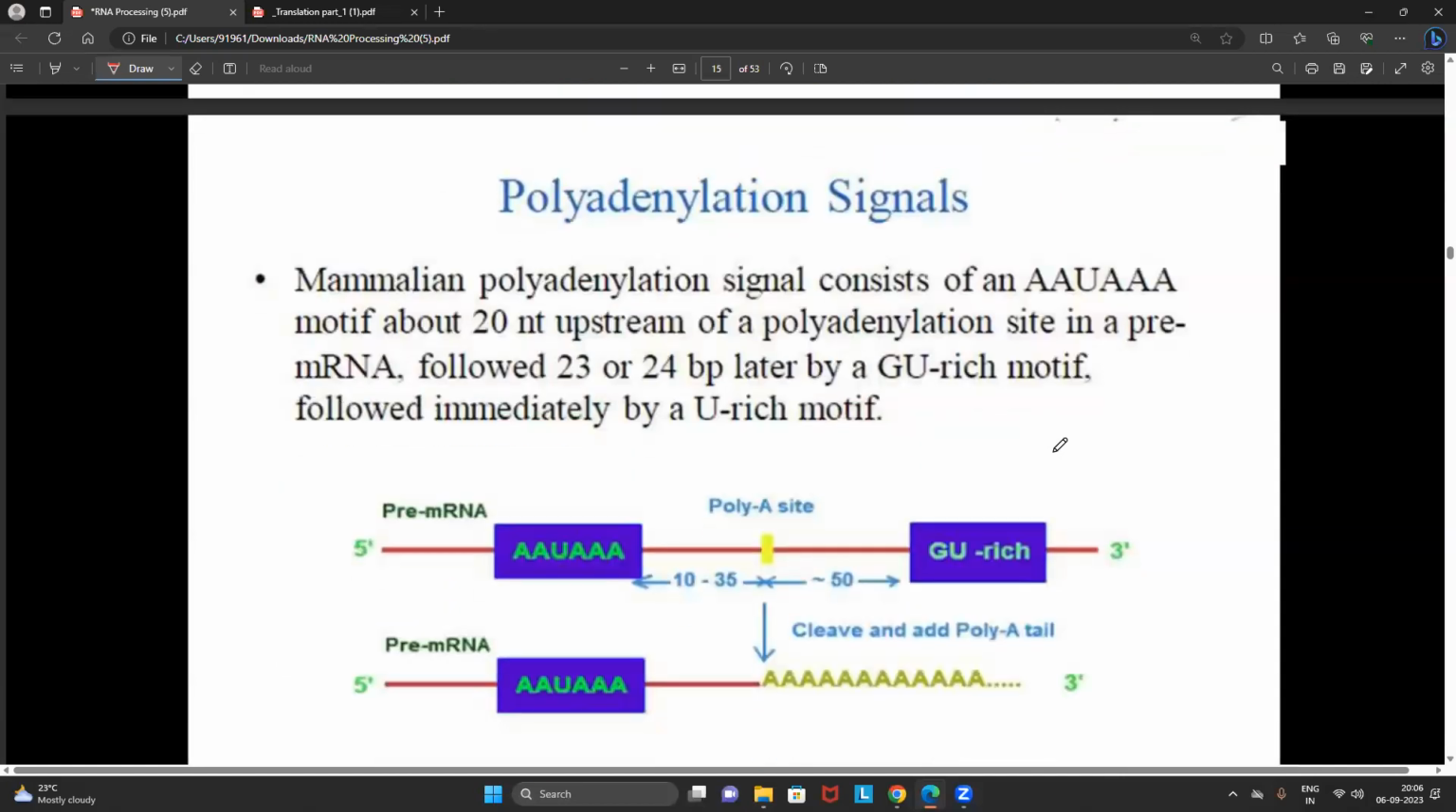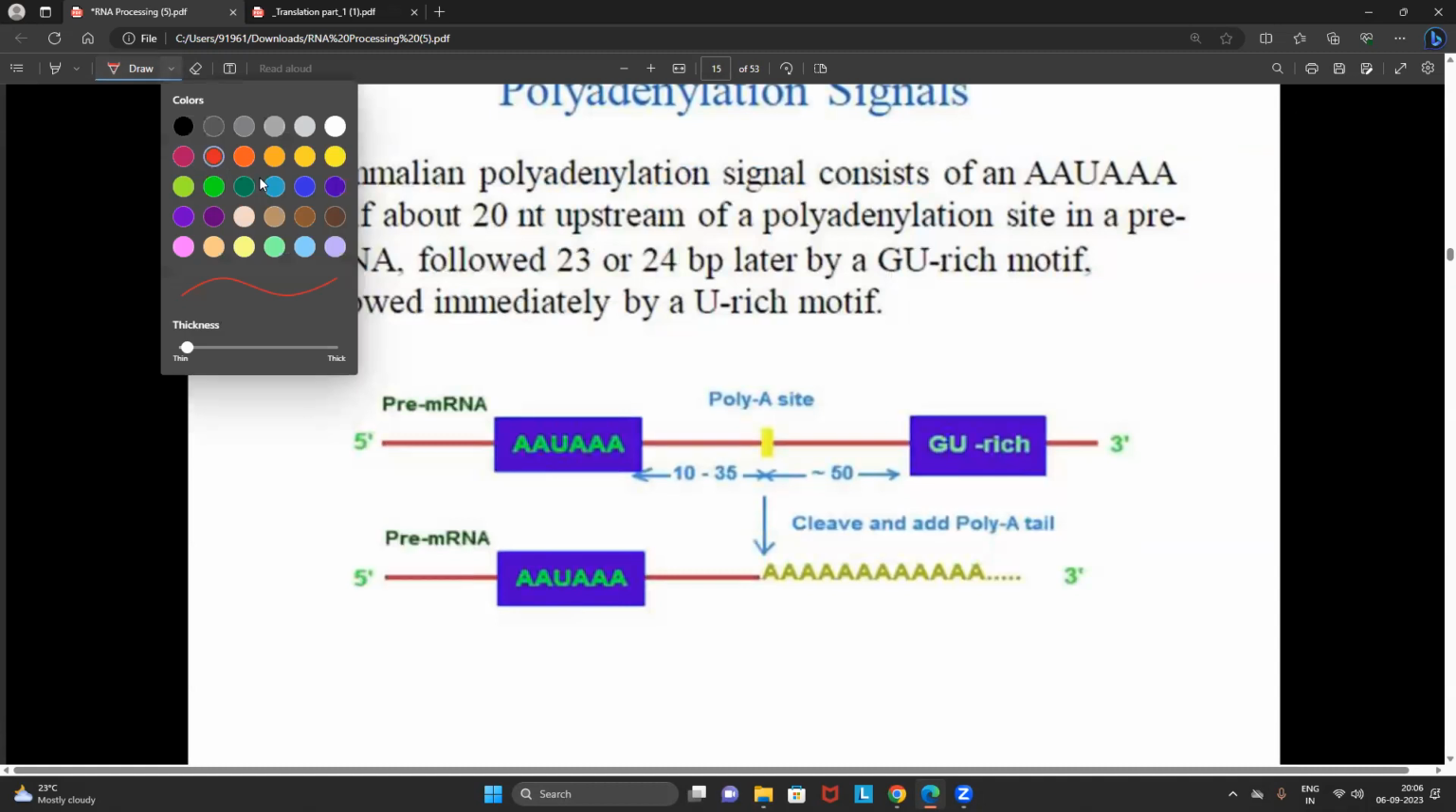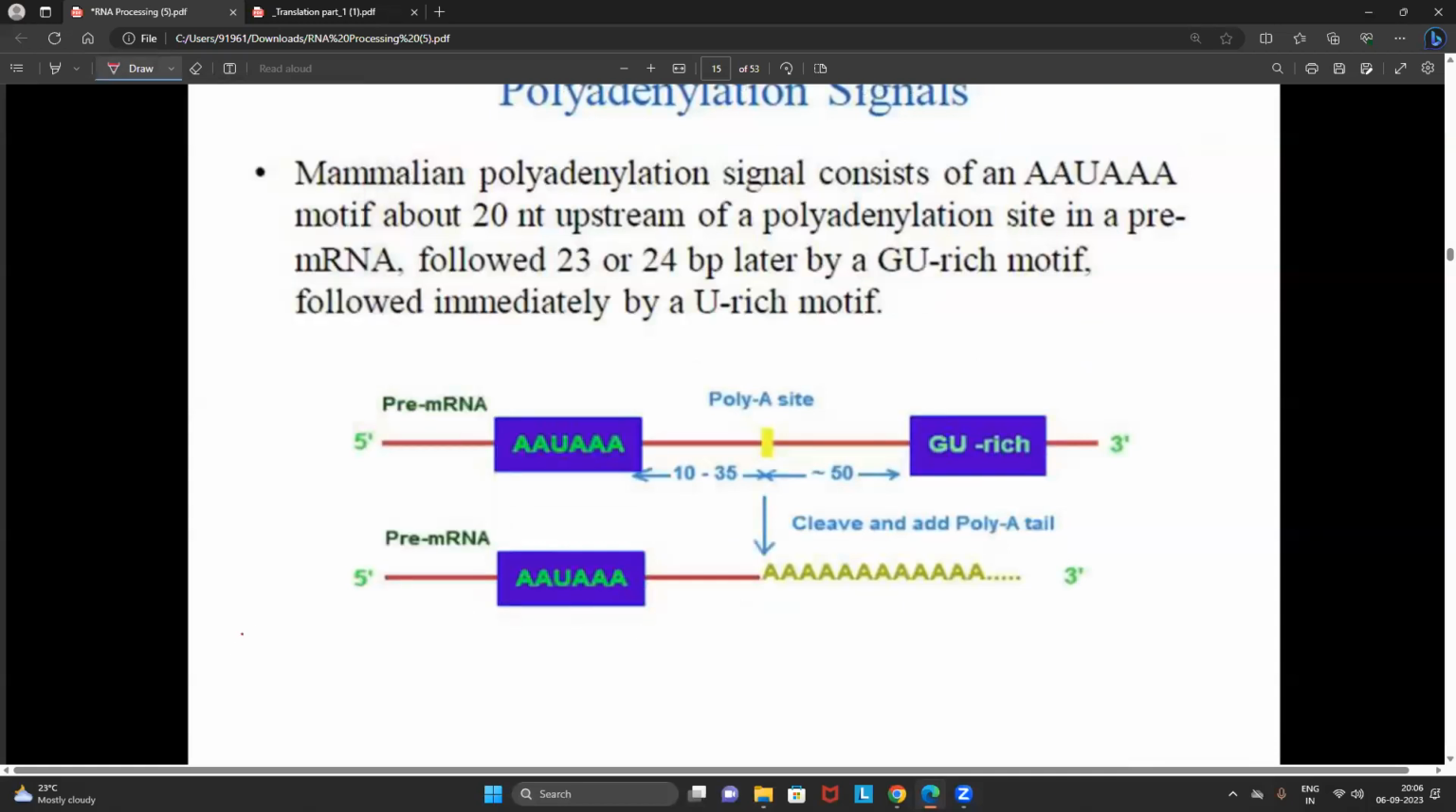Now listen, no need to get confused. Let me explain to all of you how the process of polyadenylation takes place. Every one of you pay attention and look into the diagram very carefully. Friends, this is the mRNA. Remember, at the 5' end of the mRNA, there is a specific sequence present, AAUAAA. And at the 3' end of the mRNA, there is a sequence called the GU rich sequence.